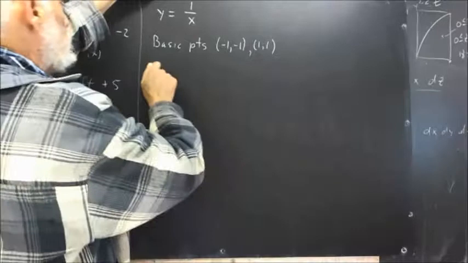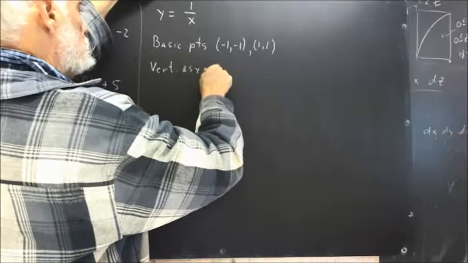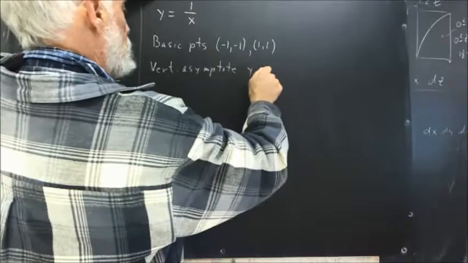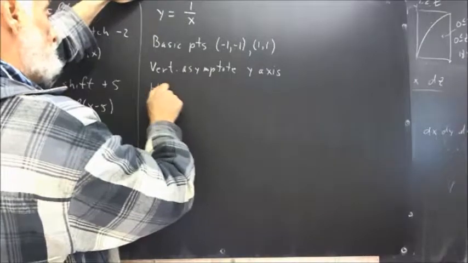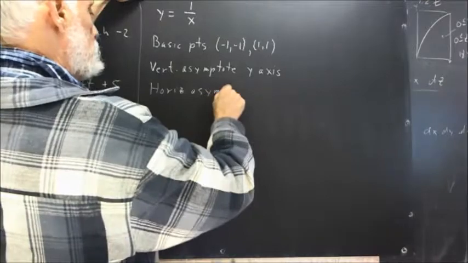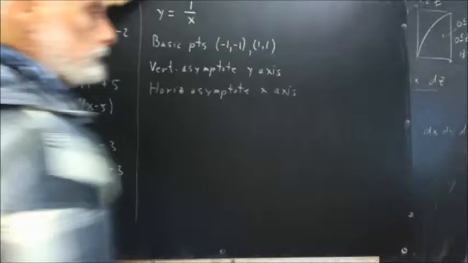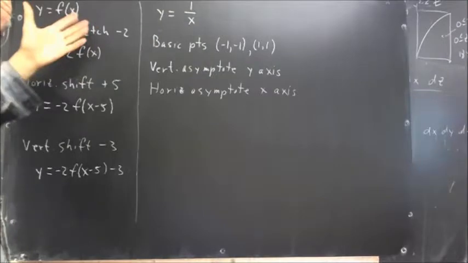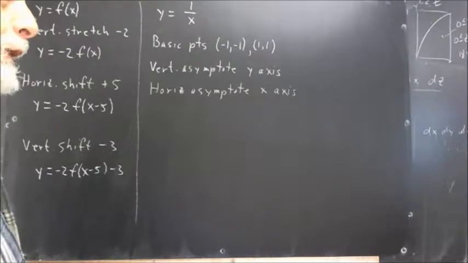Okay, vertical asymptote going to be the y-axis, as we've seen very recently. Horizontal asymptote, that's going to be the x-axis. Now, if we vertically stretch by factor -2, same vertical stretch and so forth we've been using, same vertical stretch, horizontal shift, and vertical shift.